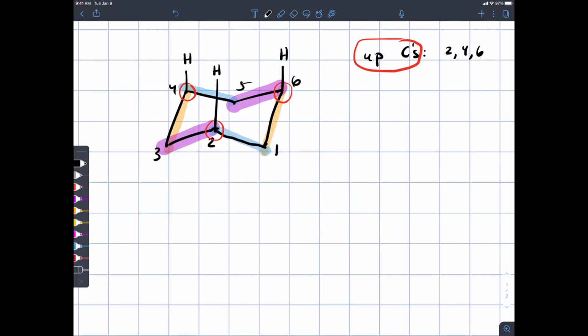Yeah? Sorry, so every carbon has an axial and an equatorial. Right. Yes, every carbon will have an axial and an equatorial hydrogen in cyclohexane. The issue is whether the axial one is pointed up or down.